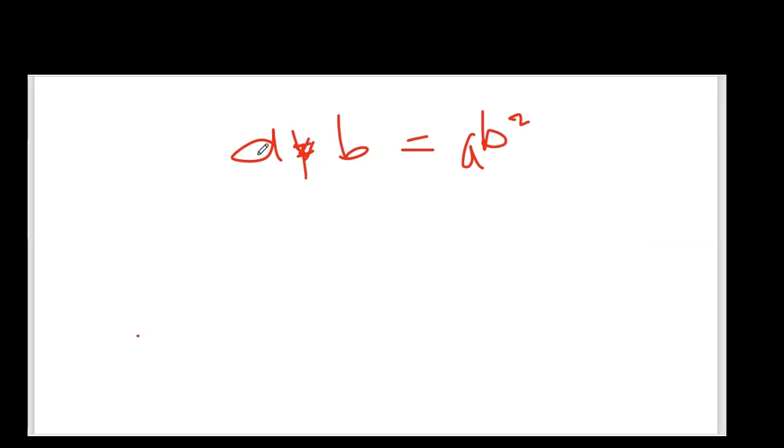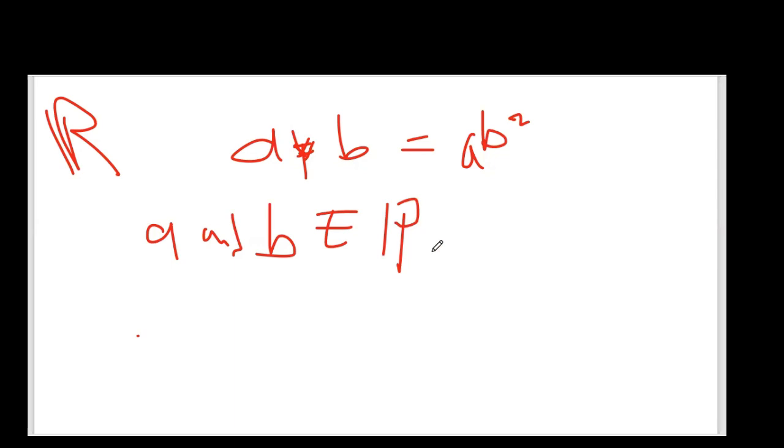If this star is a binary operation on the set of real numbers, which they gave us as R, then it means that if A and B are members of this set of real numbers, then for that operation to be a binary operation, even their answer, which is AB squared, should be a member of the real numbers.